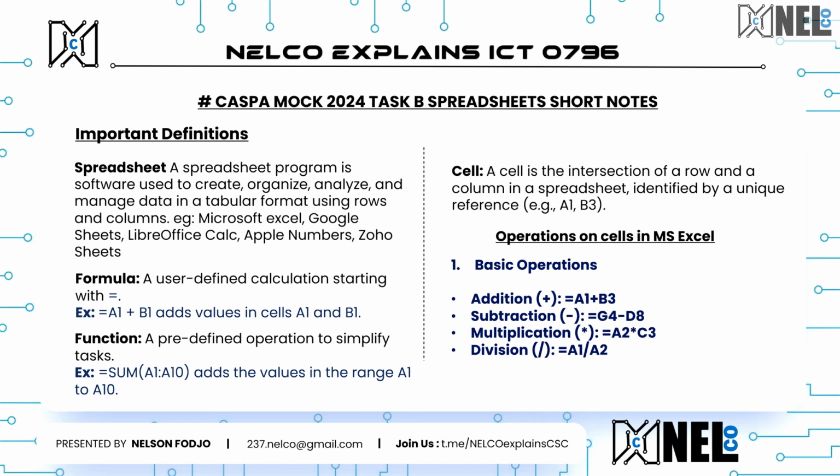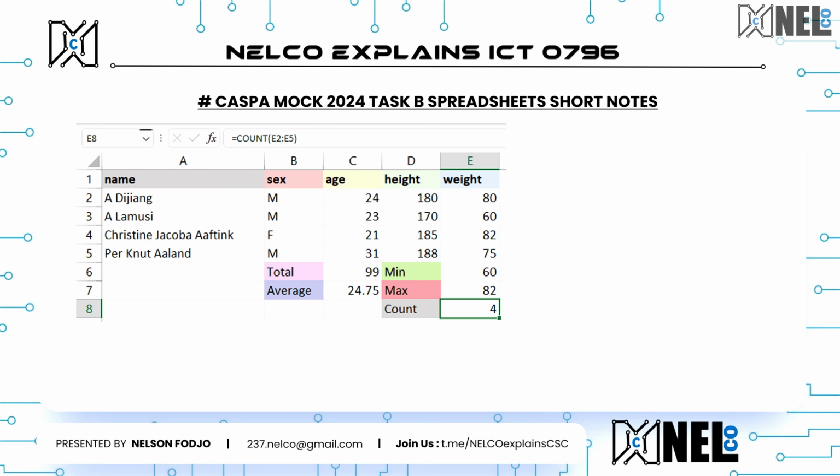Next, let's look at a visualization of a spreadsheet from Microsoft Excel. As you can see here, we have a spreadsheet showing the name, sex, age, height and weight, certain data. You can see here in cell C6 the total is 99, and that was calculated using the function equal to SUM(C2:C5). That means the cell references run from C2 straight to C5 and add all the values. The total gives us 99.